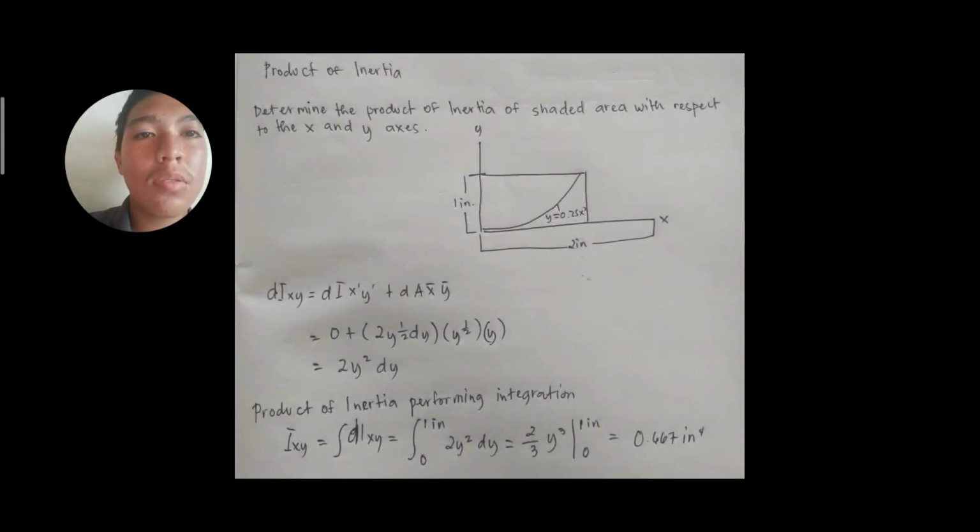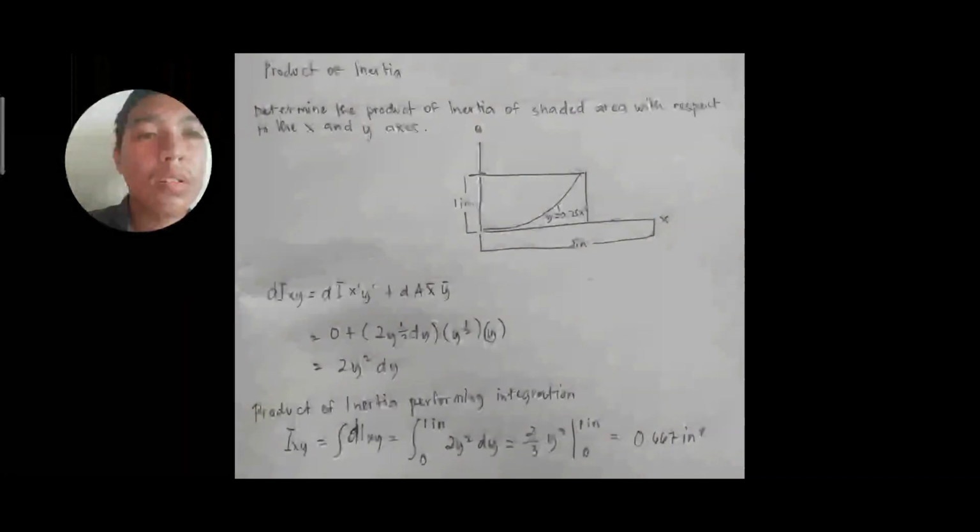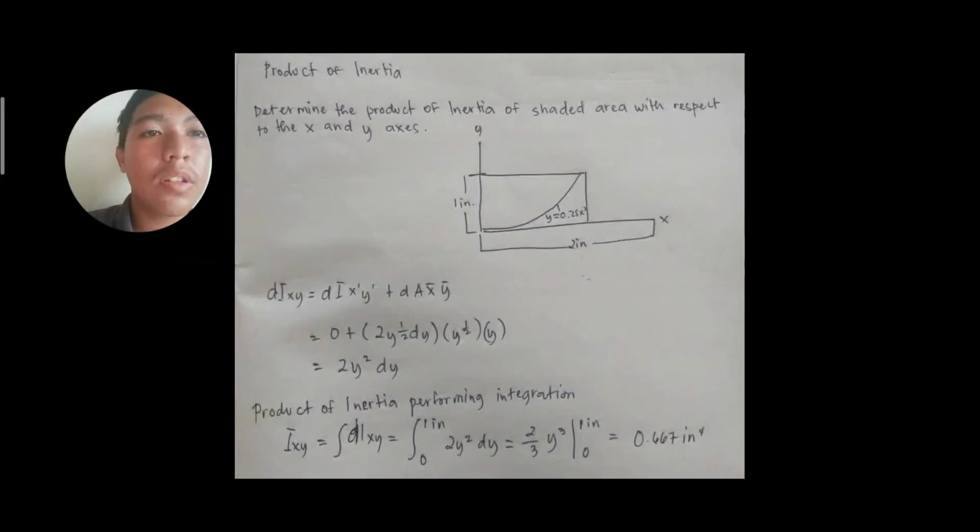I_xy is equal to the integral of dI_xy, equal to the integral from 0 to 1 inch of 2y squared dy, is equal to 2/3 y cubed from 0 to 1. If we put this into the equation, the 0 and 1, the answer is 0.667 inches to the fourth.